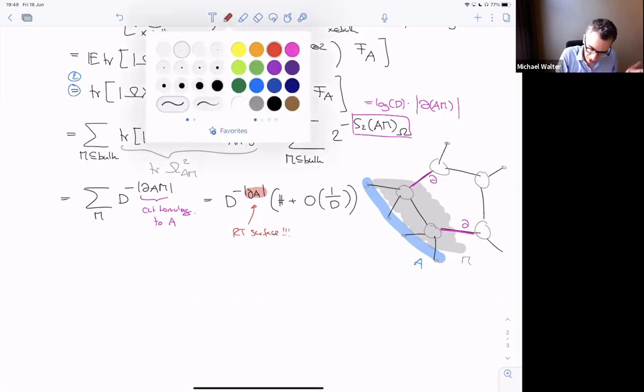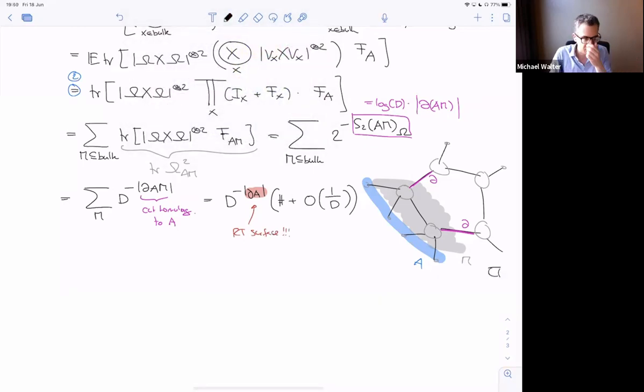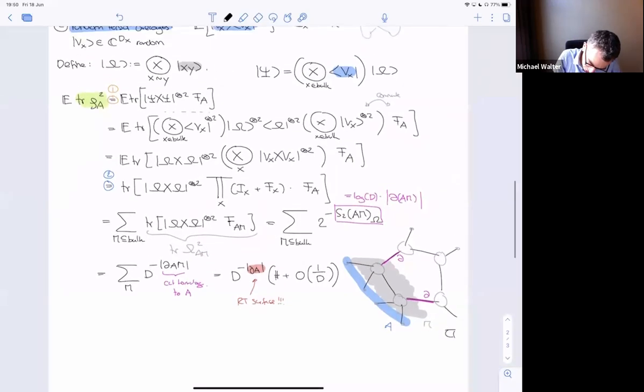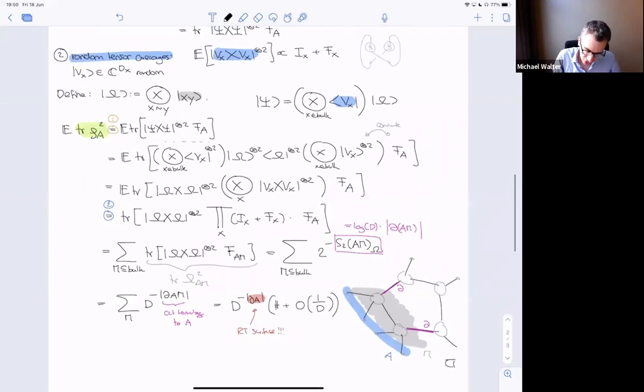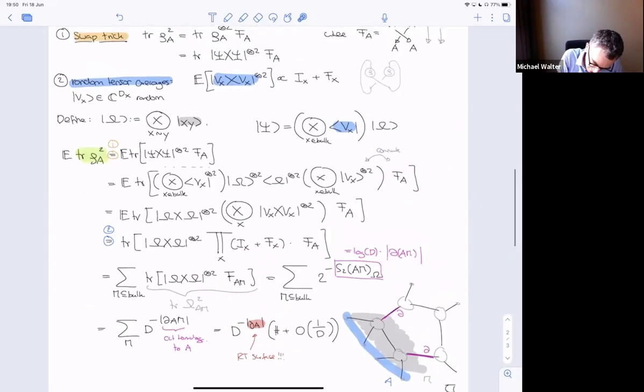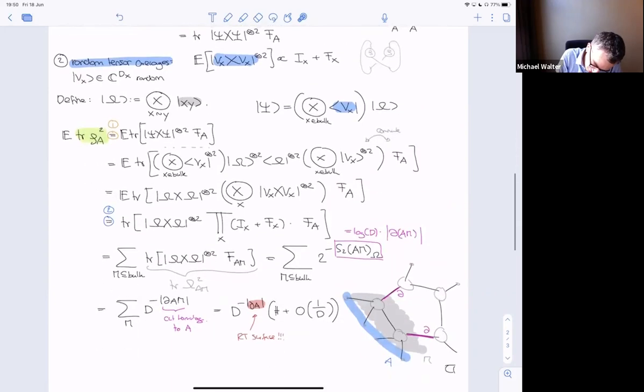Okay, so that's a bit technical, but that's a calculation we could do. Are there any questions, either about the individual steps or what the point was? Maybe I didn't even say why we're done. Well, we computed that the trace of rho A squared is basically D to the minus size of the minimal cut. And I guess I neglected some proportionality constants here.